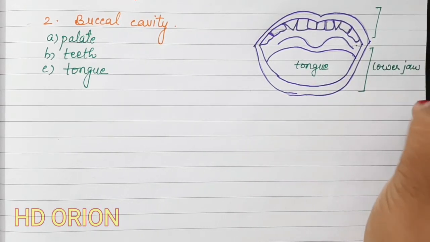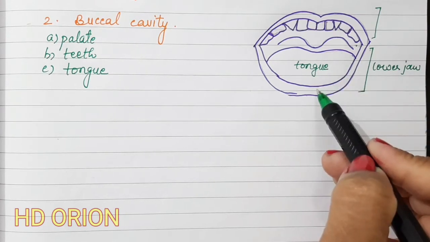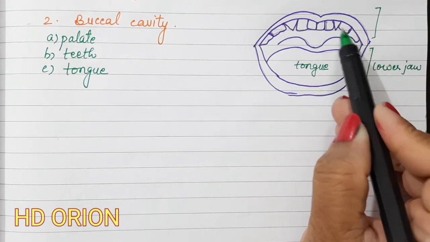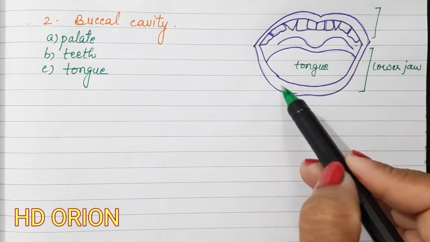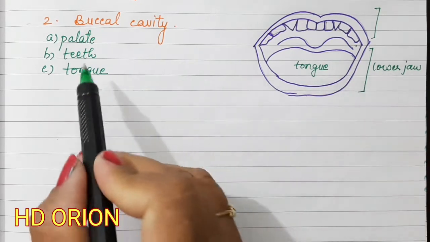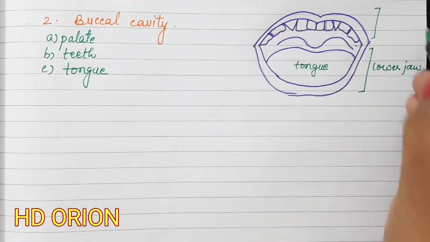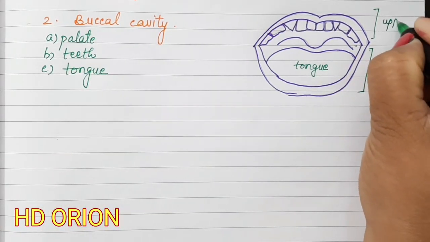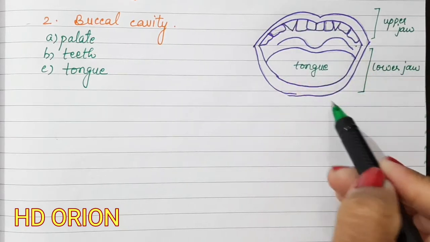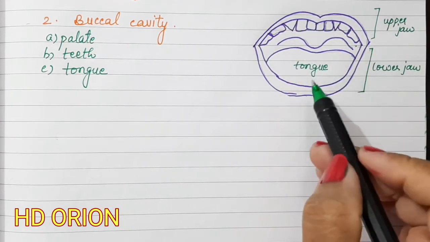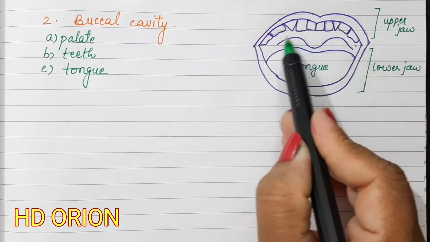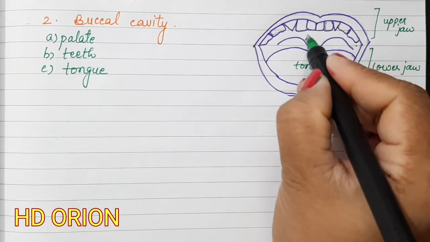The arrangement of the teeth in the upper and the lower jaw is the same in an adult. 16 teeth are present in the upper jaw and 16 teeth are present in the lower jaw. We will be studying this when we take up this particular part, the teeth. This is the upper jaw, the upper lip and the lower lip, and these are the teeth which are arranged. This part is known as the palate.